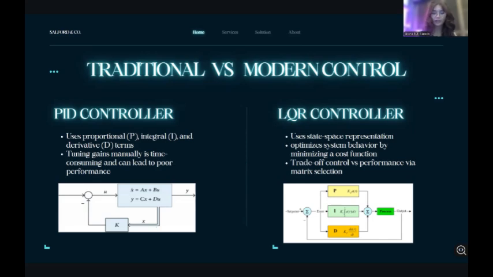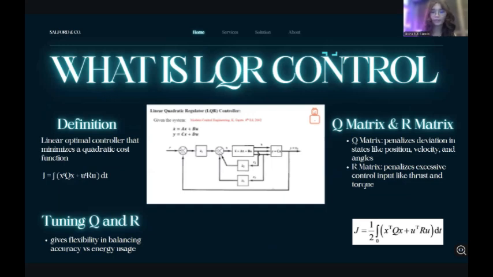Whereas the LQR controller is based on state space representation. It mathematically optimizes the control signal by minimizing a cost function. Instead of manually tweaking gains, we define what's important, like minimizing deviation or limiting energy usage, and LQR handles the rest.